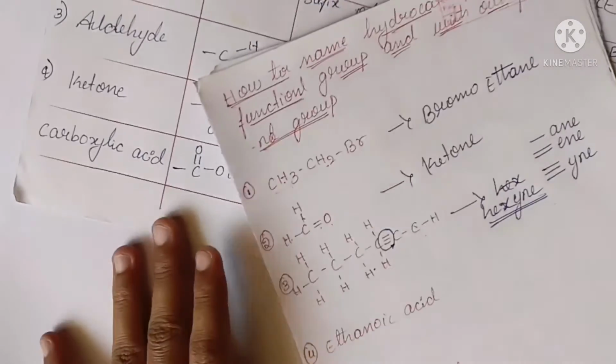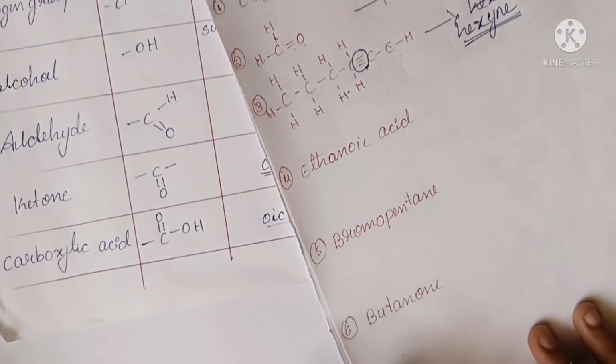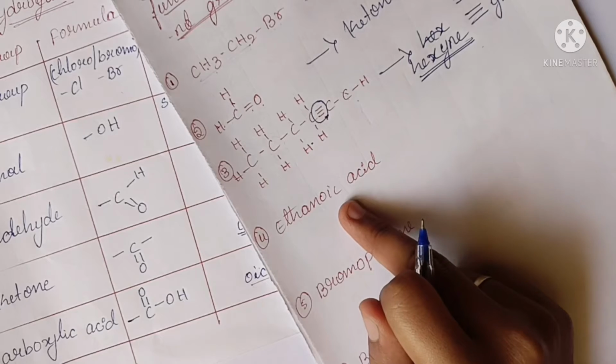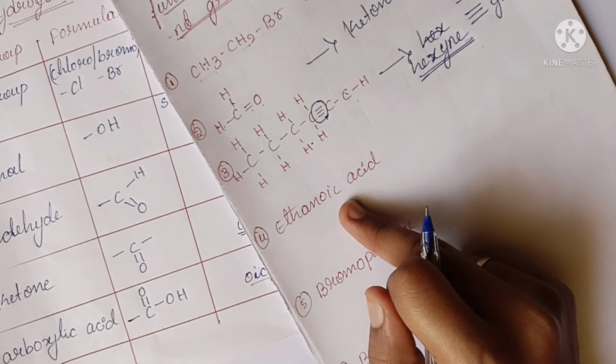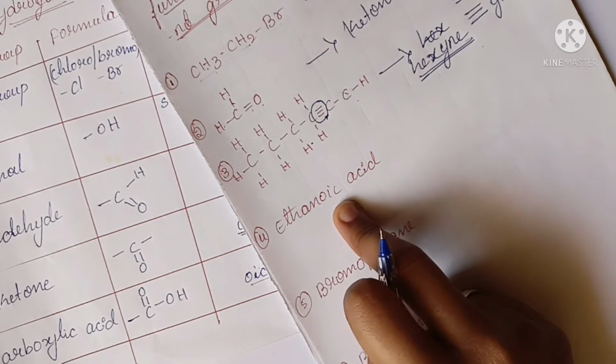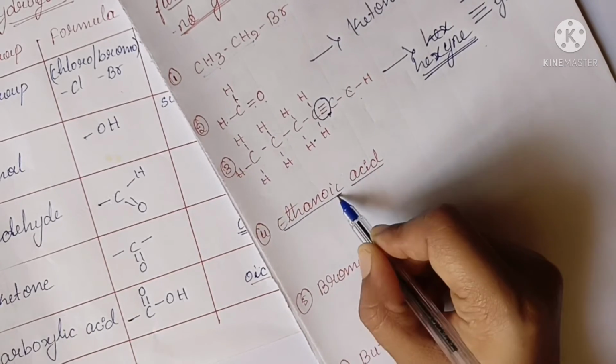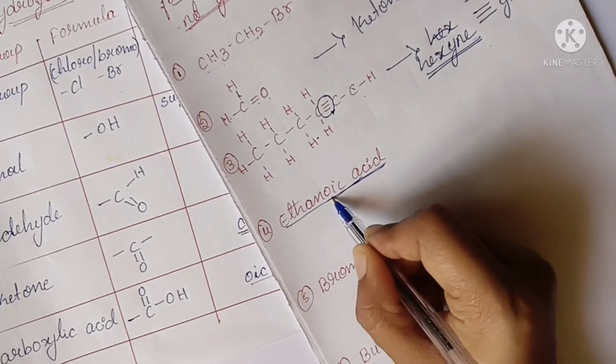And the next, have a look at how to write the structure. If they give the name in this form, you have to write the structure of this. No need to panic also. Just observe the name they gave. Here, see, ethanoic acid. What does "noic acid" indicate?